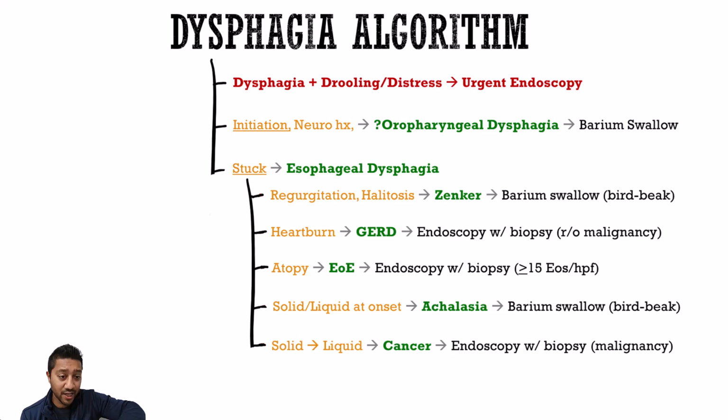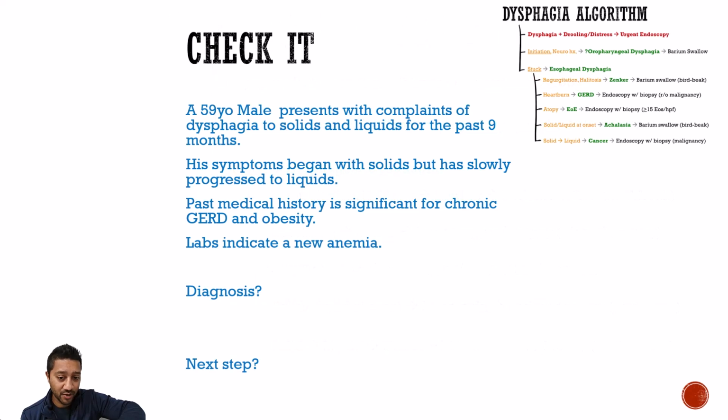So let's apply that algorithm that we talked about to this following question. Now, this patient clearly doesn't have any alarm symptoms of concern, nor does he have a presentation for oropharyngeal dysphagia, since we don't see that concern for initiation of swallowing, nor do we see any history of neurologic diseases to support that. So we can presume that this patient is likely dealing with an esophageal dysphagia, and the next thing to determine is what is their pattern of dysphagia.